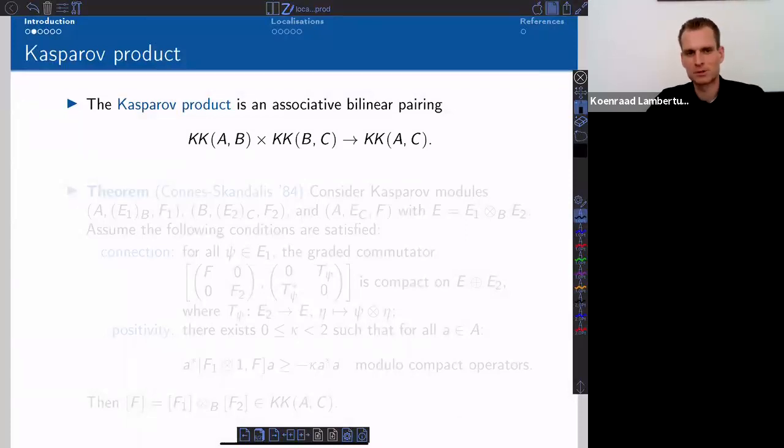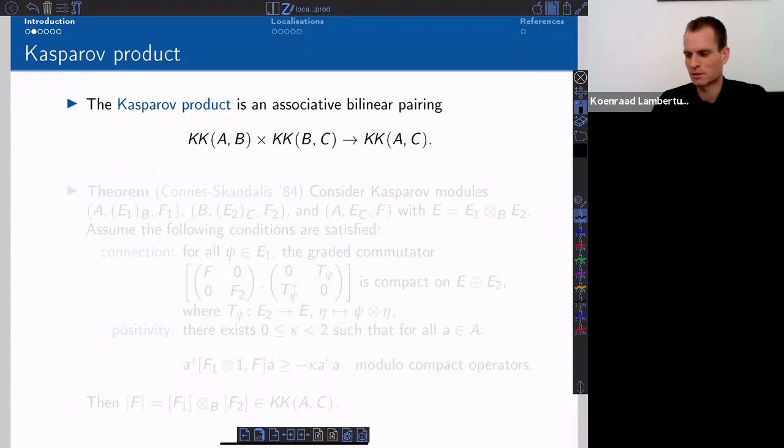Okay, so one of the main tools in KK theory is the Kasparov product. This is a pairing which takes a class in the KK theory of A, B and a class in the KK theory of B, C and maps it to a class in the KK theory of A, C. So this is a very important tool, and it has some very nice properties.